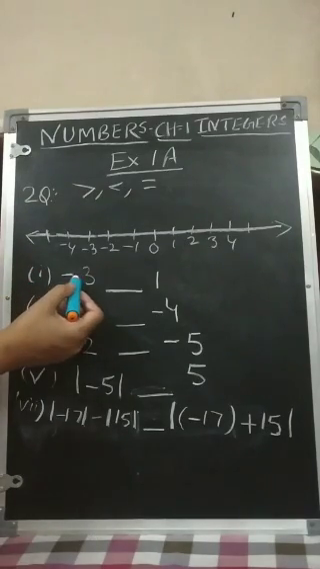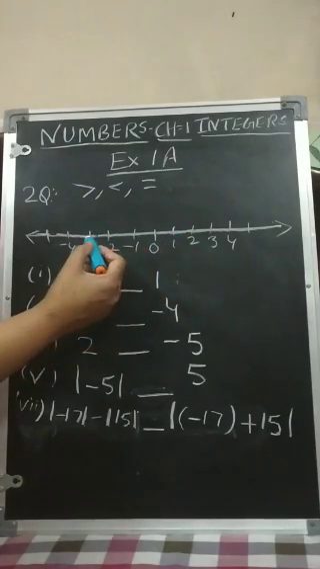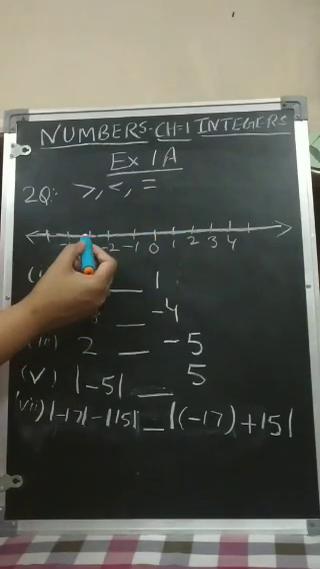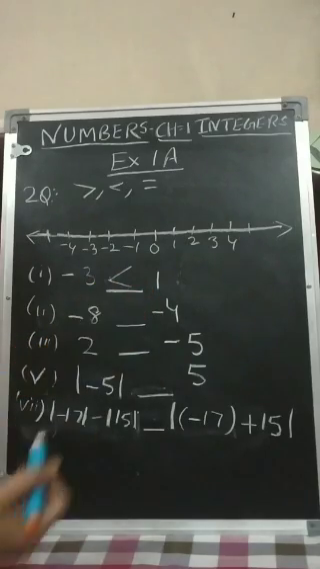First part, -3 and 1. So we will see here is 1, here is -3. 1 is on the right side, -3 is on the left side. So -3, whatever number is on the left side, that will be smaller. So we will put the smaller sign.